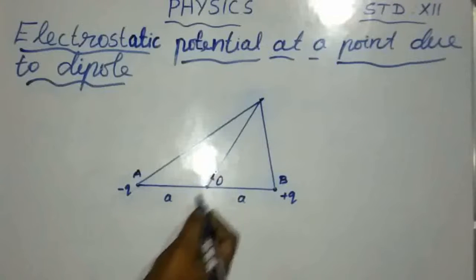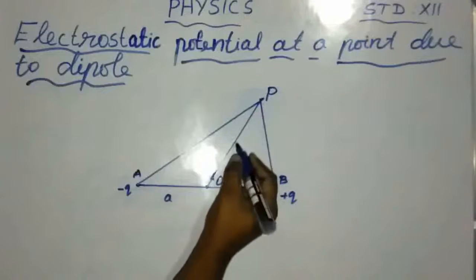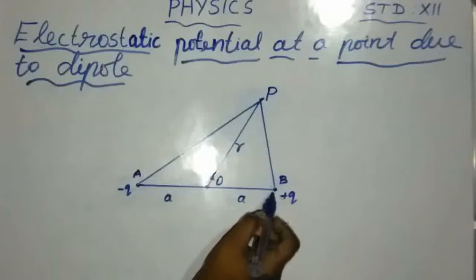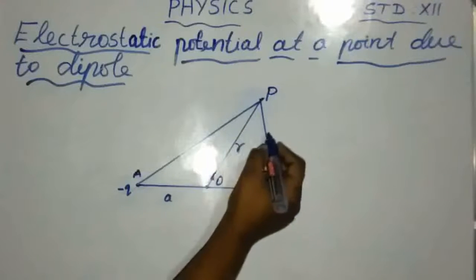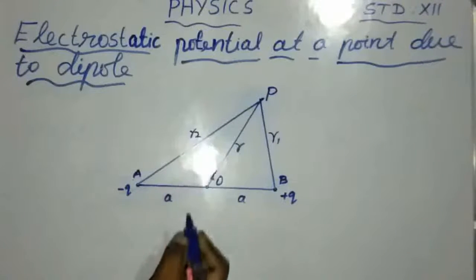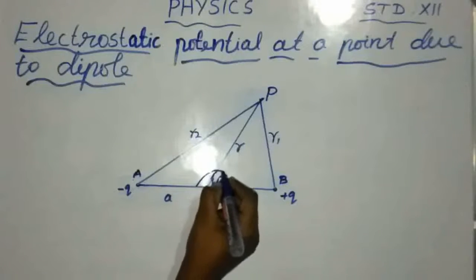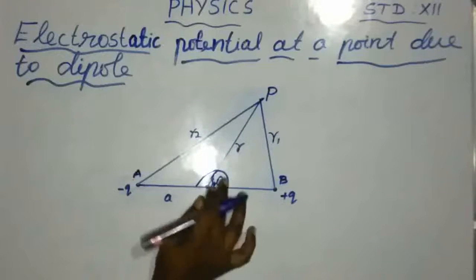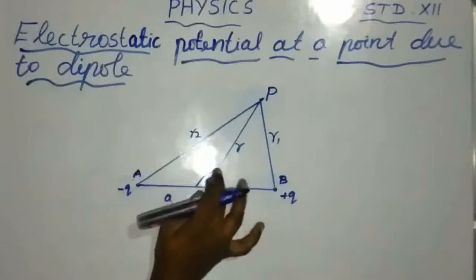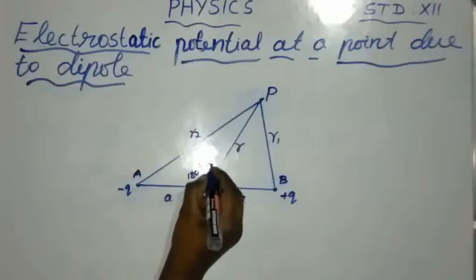The center point is O. Now consider a point P at distance R from O. The distance between B and P is R1. The distance between A and P is R2. This angle is theta. The angle of a straight line is 180 degrees, so the angle AOP is 180 degrees minus theta.